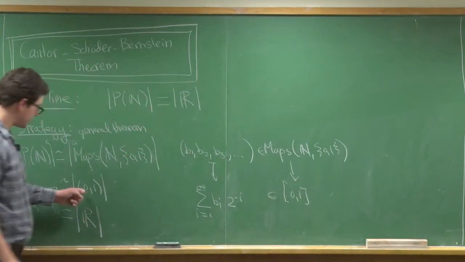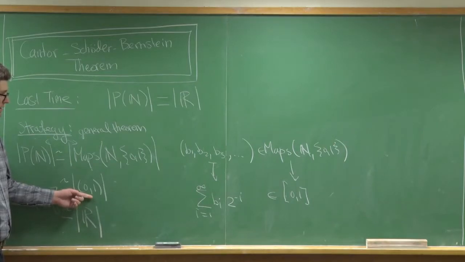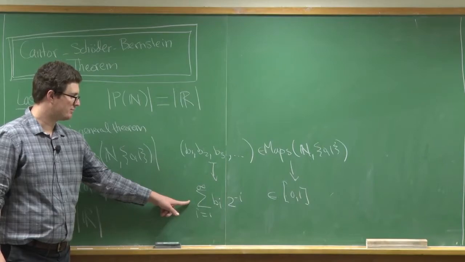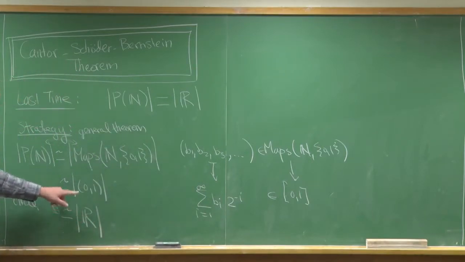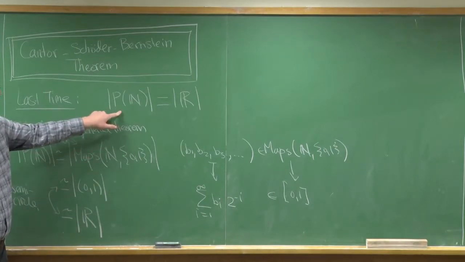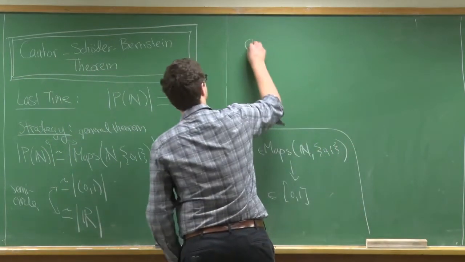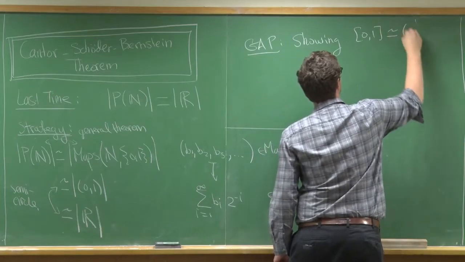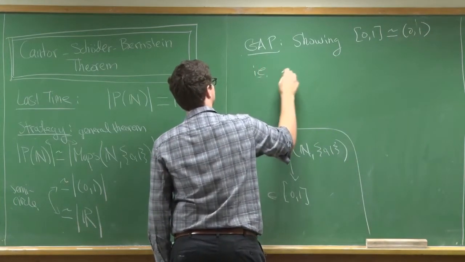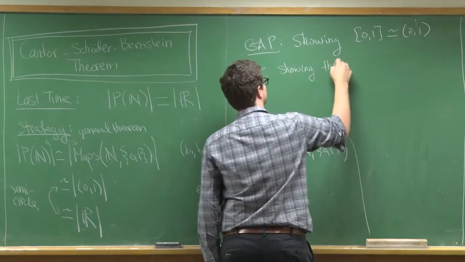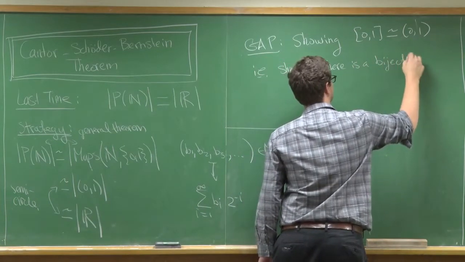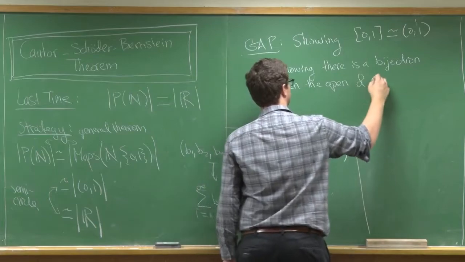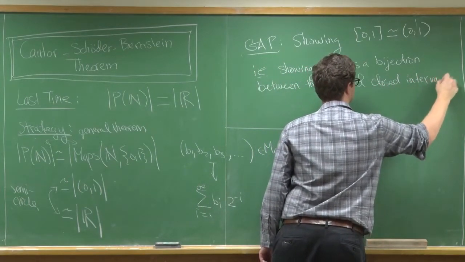So the issue is the difference between the closed interval and the open interval. We had this thing which took the sequences of 0s and 1s and mapped it to this number, which it represents in binary. So the gap for showing this theorem was showing that the open interval and the closed interval are in bijection. Showing there is a bijection between the open and closed interval.